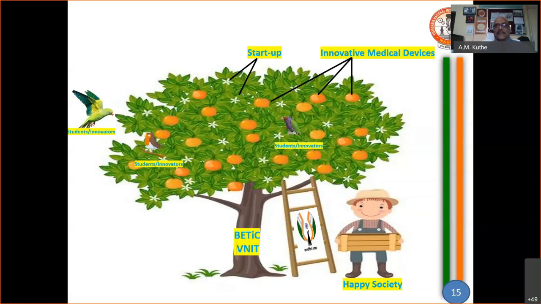But that is actually the system that we are creating for medical devices, which we'd like to make open for all the disciplines and all the areas. And once the fruits are ready, it shows the Atmanirbhar Bharat ladder. You should climb that ladder, pick up the fruit, and enjoy that fruit to make the whole society happy. This is what we can show pictorially, our work at BETIC VNIT.